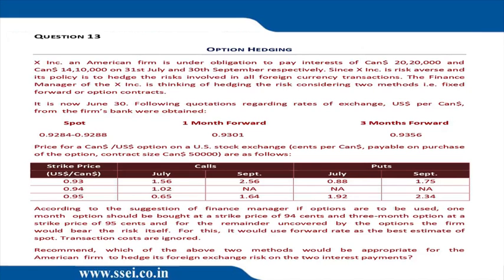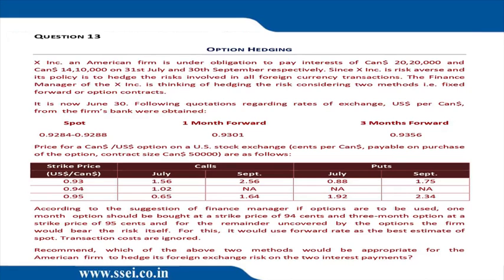Okay, price for a Canadian dollar per dollar option. Now this is making it difficult because it seems the base currency is US dollar, but then there can be a googly, the bracket says cents per Canadian dollar. This is good. Payable on purchase of the option. So they've said contract size Canadian dollar 50,000. Clear. So the option is on Canadian dollar and the exposure is Canadian dollar.